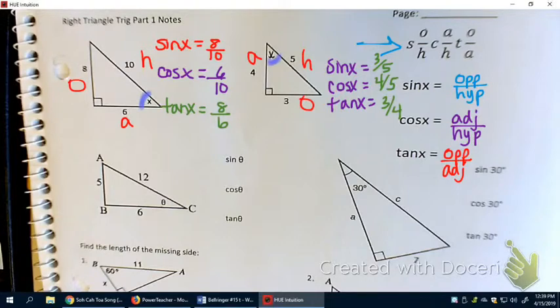Okay, looking at your papers, it looks like most of you are good. If this is the angle, this is O. This has got to be the 90, so that's the H, and then the A's at the bottom.